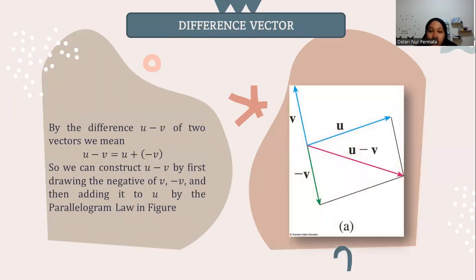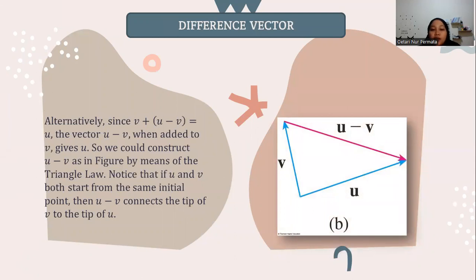By the difference u minus v of the vectors, we mean u minus v equals u plus minus v. So we can construct u minus v by first drawing the negative of v, minus v, and then adding it to u by the parallelogram law in the figure.